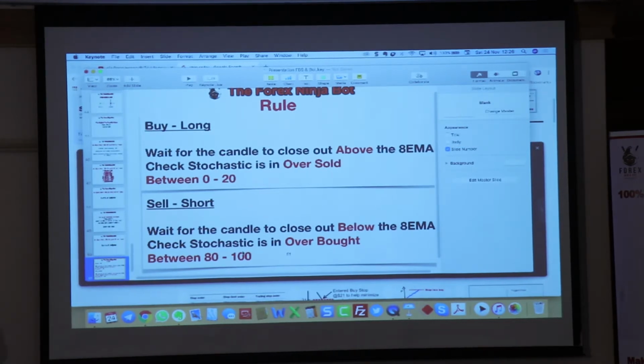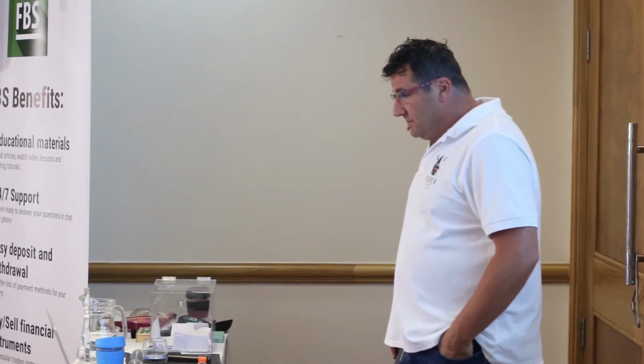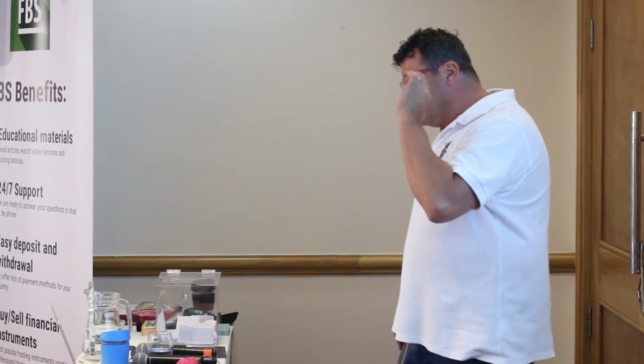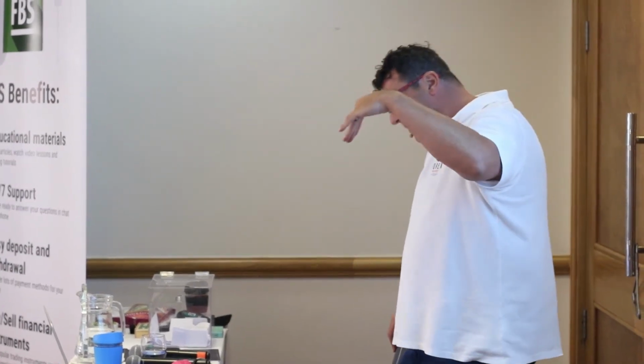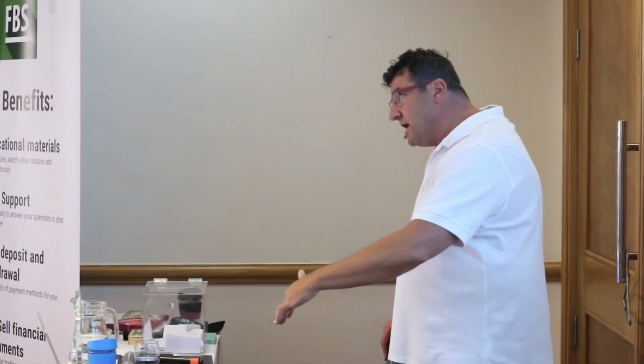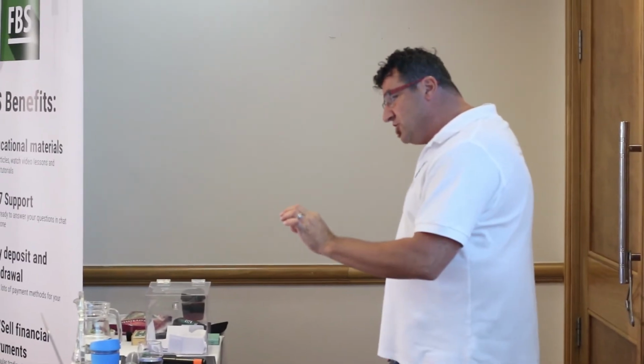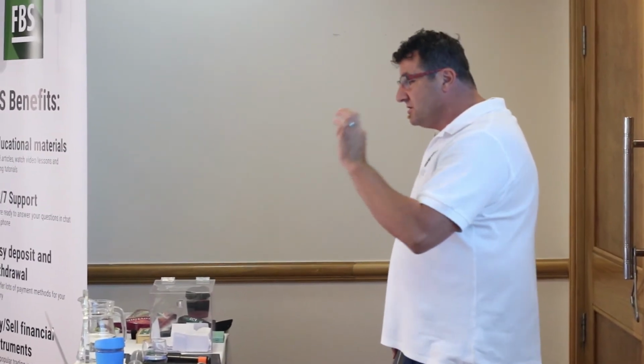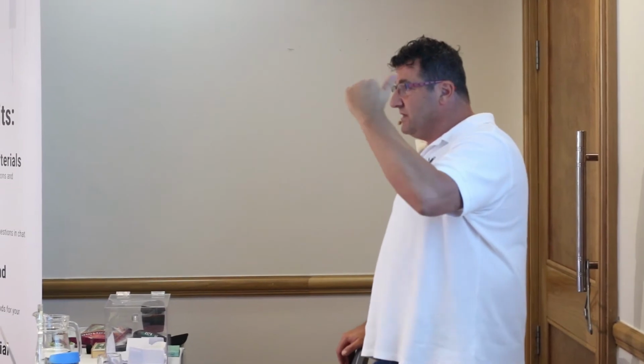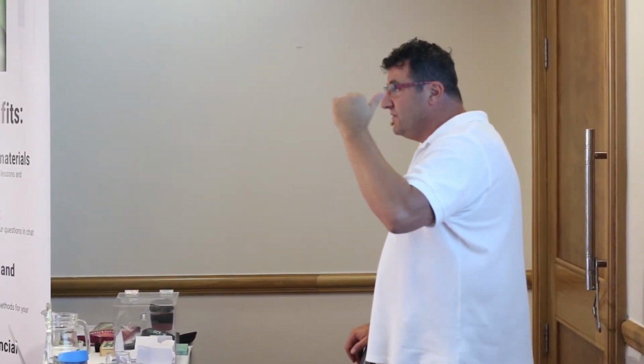So there's your rule. I'll do it again for you. When you're in a buy position, you wait for the candle to close from a short. So you're at the bottom of the trend. You've seen the doji. You wait for the candle to close above the 8 exponential moving average. When you see the candle close above the 8 exponential moving average, that's when you get in.